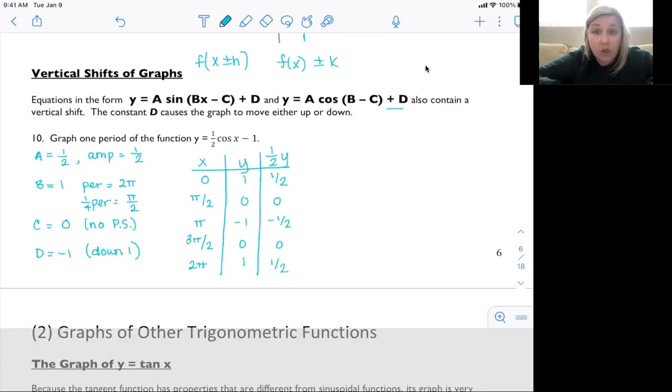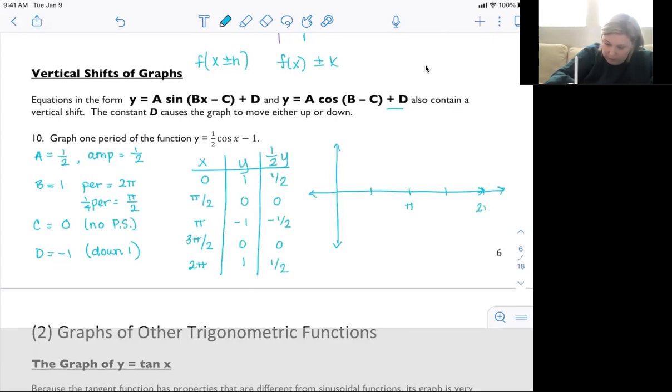Now you can do this 2 ways. You could make one more column where now you add -1 to all of those values, or we can just sketch the points and then drop them down 1 unit. It doesn't make any difference. So this is our standard graph: 0, pi halves, pi, 3 pi halves, 2 pi.